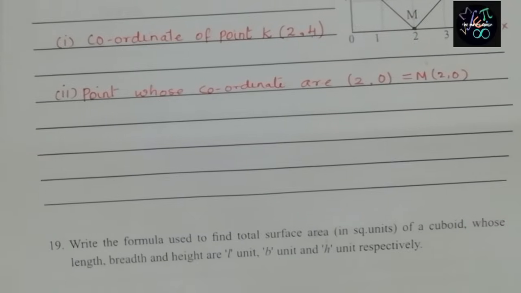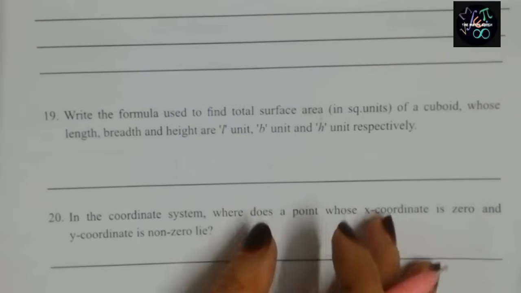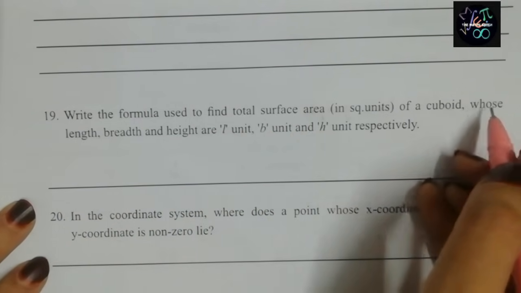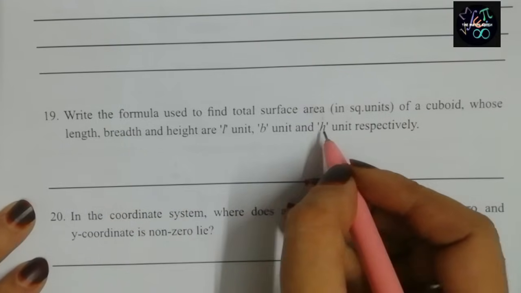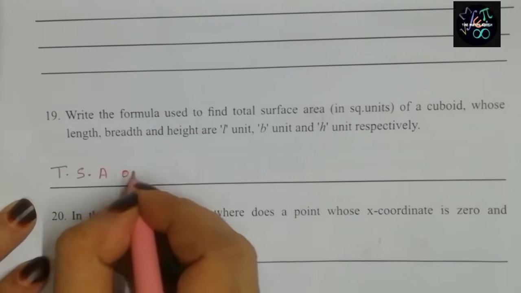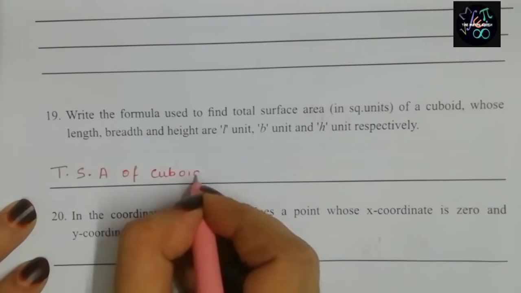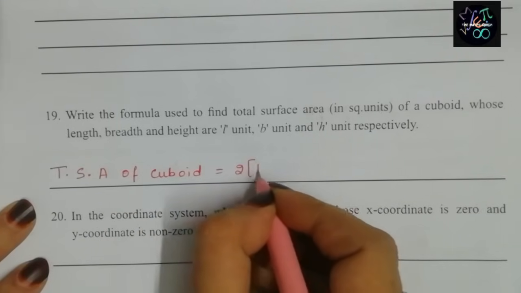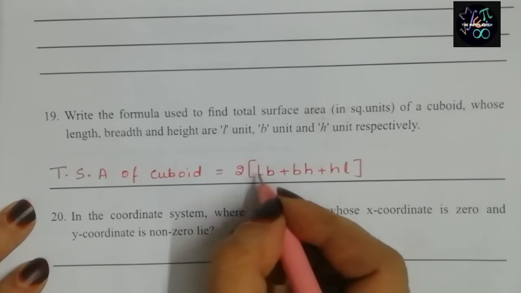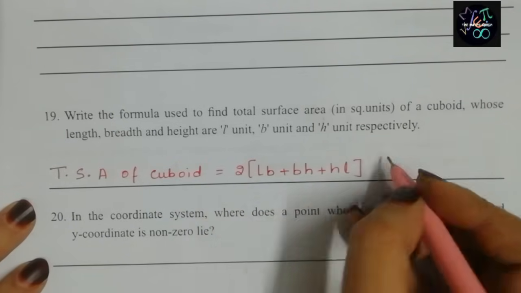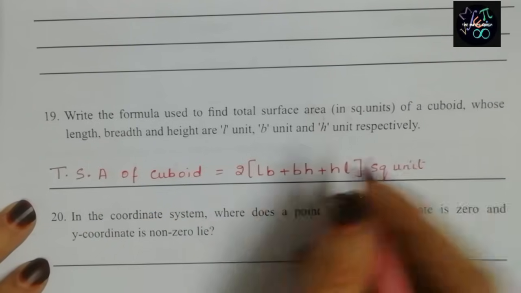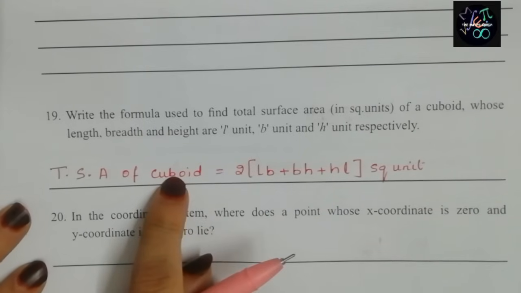Next question, let us see. Question 19. Write the formula used to find the total surface area of a cuboid whose length, breadth and height are L, B and H units. So we will write the formula: total surface area of a cuboid is equal to 2 times (length times breadth, plus breadth times height, plus height times length). So 2(LB plus BH plus HL) square units. This is the formula for finding the total surface area of a cuboid.